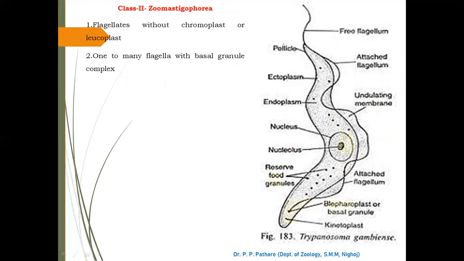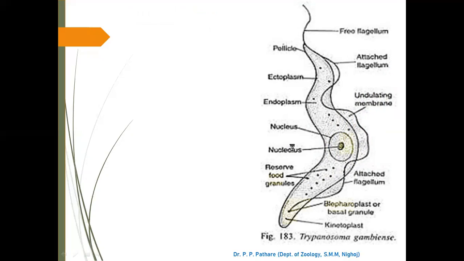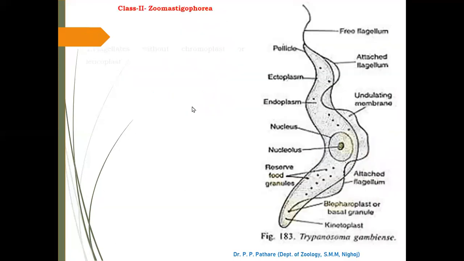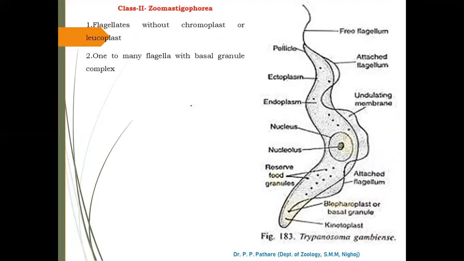They show the flagellate without. So let us start to study the features of Zoomastigophorans. Zoo means animal, and Phytomastigophorans, this is again a very interesting thing. If you just read this one, Phytomastigophorans means the plant-like protozoans. Now here, Zoomastigophorans means the animal-like protozoans.